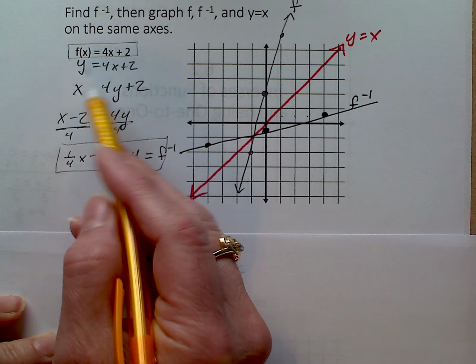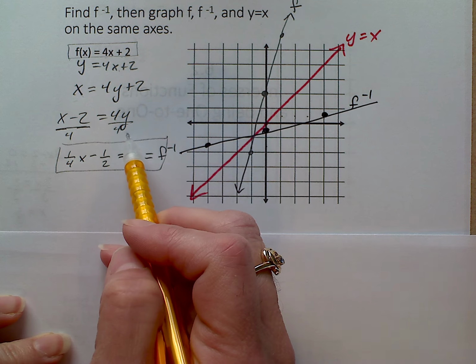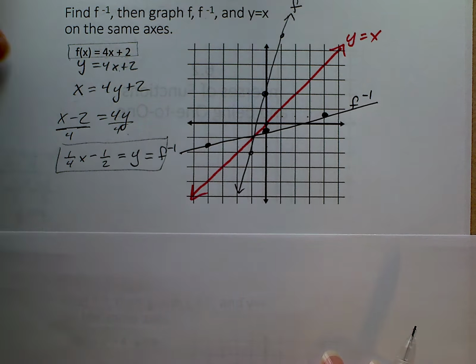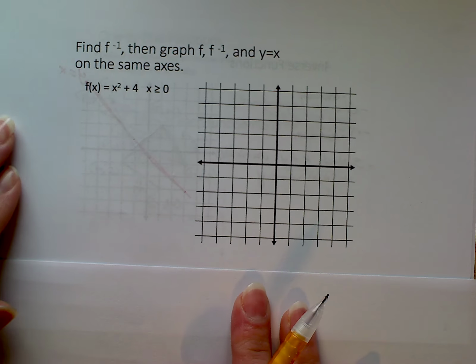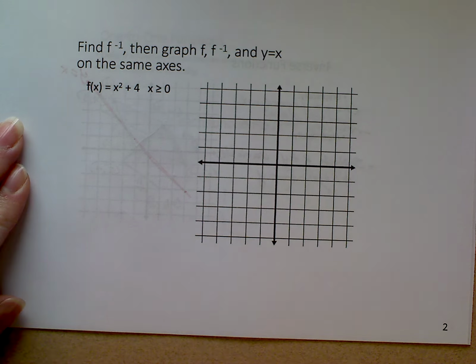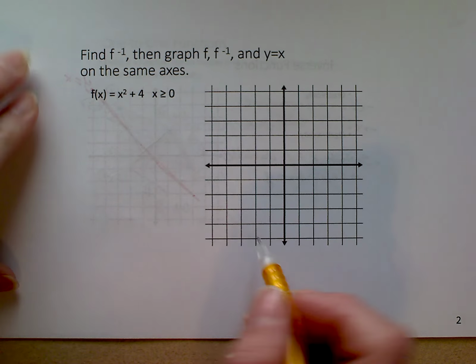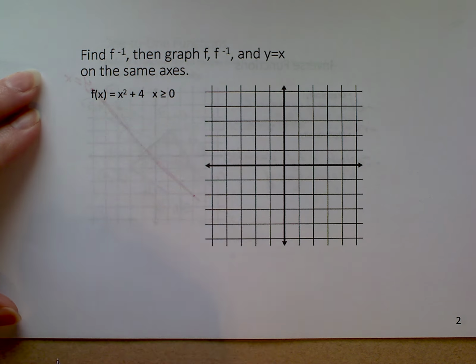All I did was I switched x and y and I solved for y. That's it. That's the rule. Rule of the day. Let's do that again. Let's change it up a little bit. This one's not a line. Do you see what it is? It's a parabola. But we're going to do the same thing.